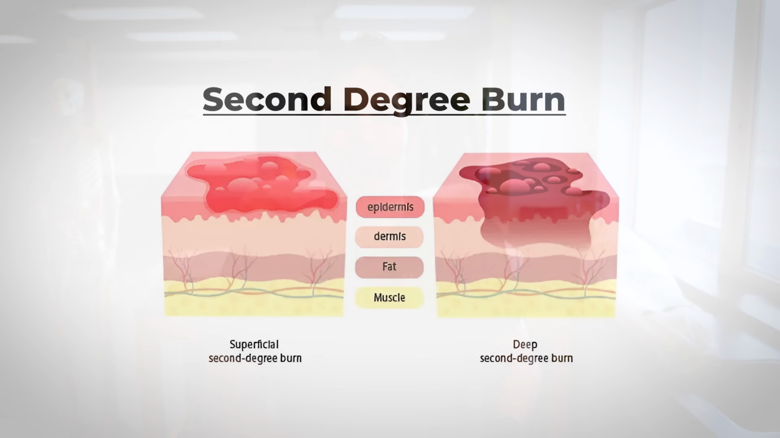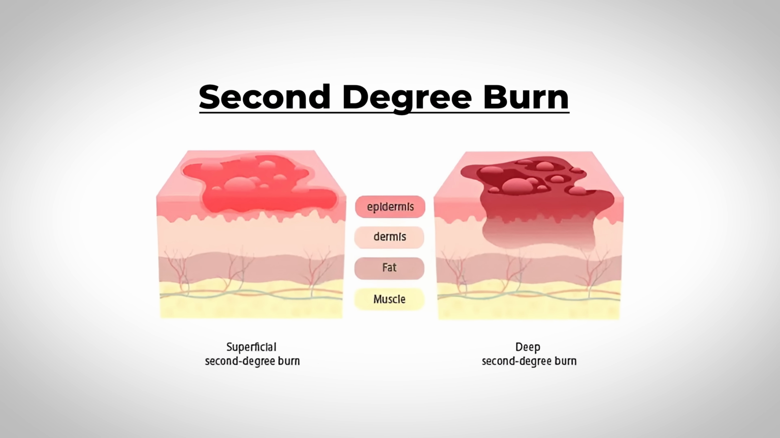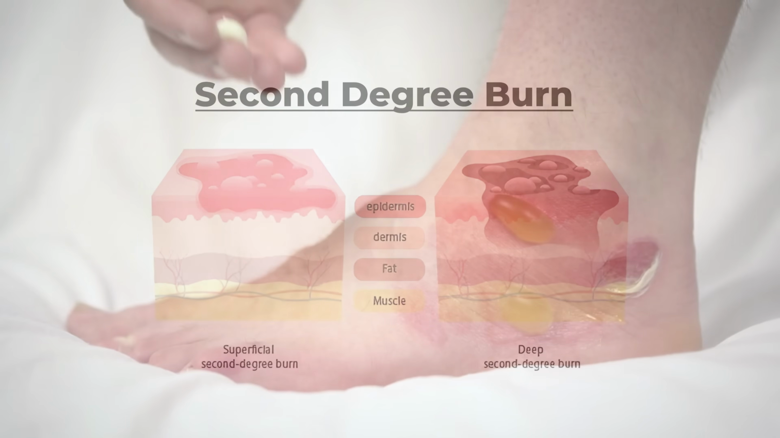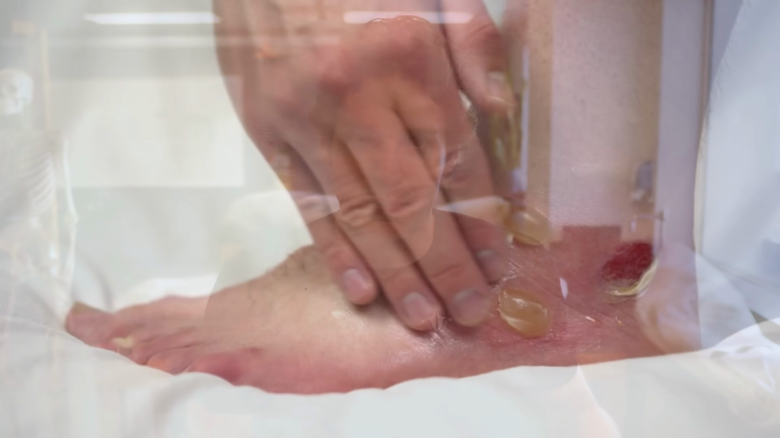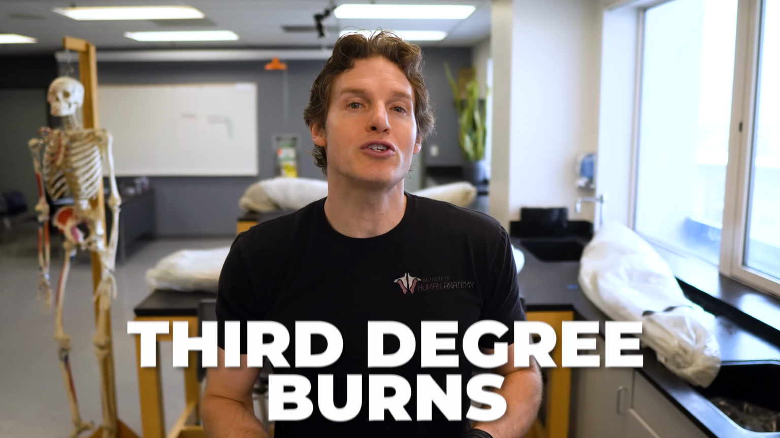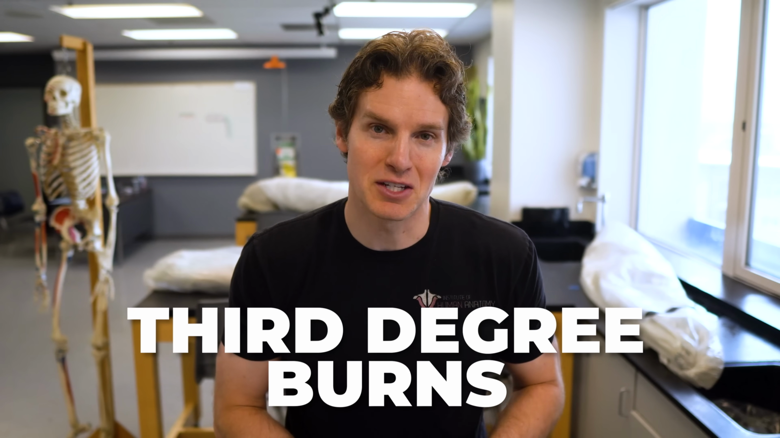And this is why second degree burns are more painful due to the nerve endings involved. They are also associated with fluid leakage and blistering. And because of that deeper damage, these burns can lead to scarring depending on severity. But with third degree burns, things can start to get messy real quick.